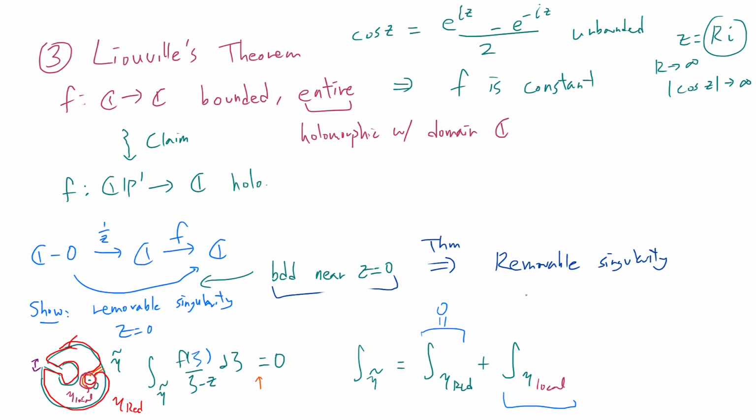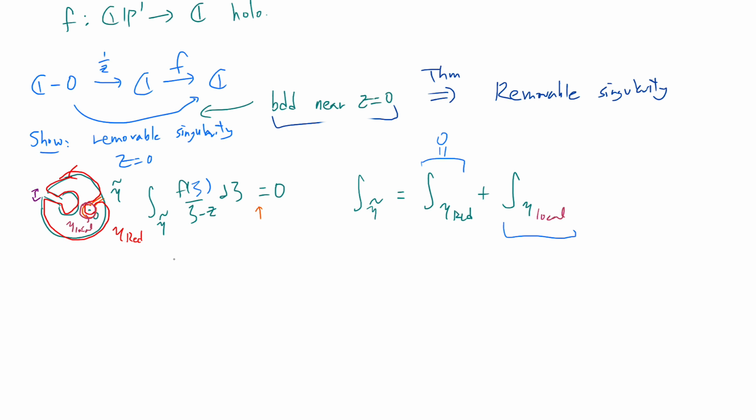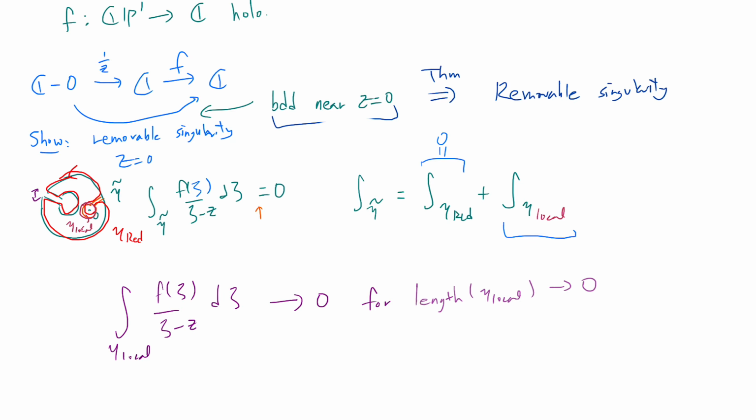And the argument can proceed as follows. So again, let me write some of this down. So essentially here, what we want to show is that by making this gamma local small enough, this part can be made to go to 0 for gamma local, for the length of gamma local essentially going to 0. So again, gamma local is this circular path of, say, like radius epsilon around 0.